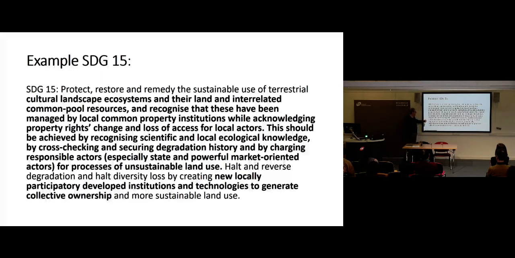And also, by holding responsible actors, specifically the state and powerful market-oriented actors, accountable for processes of unsustainable land use, because the blame is often on the people, but not actually on those who initiated that process. So halt and reverse degradation and halt diversity loss by creating, and that's also in the text, we reformulated this as newly locally participatory developed institutions, meaning discuss with people what happened, trying to know from them how they would rephrase or reframe the institutional setting and technology to generate collective ownership for a more sustainable use.